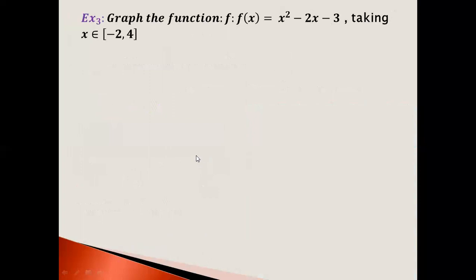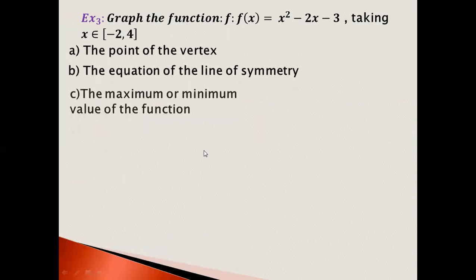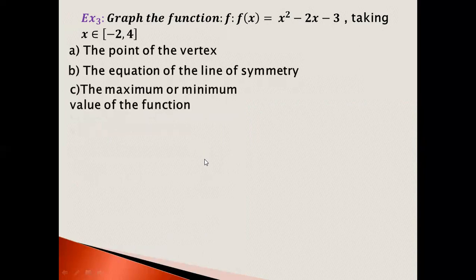Graph the function f of x equals x power 2 minus 2x minus 3, taking x belongs to the closed interval -2 and 4. And then we need to find the point of the vertex of the curve, the equation of the line of symmetry, and then the maximum or minimum value of the function.